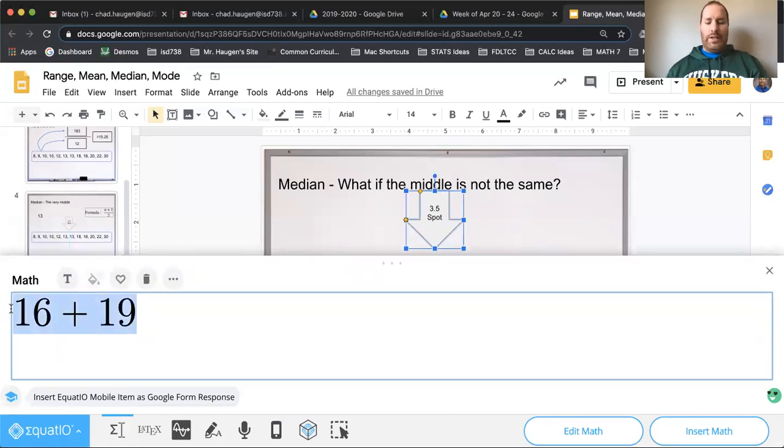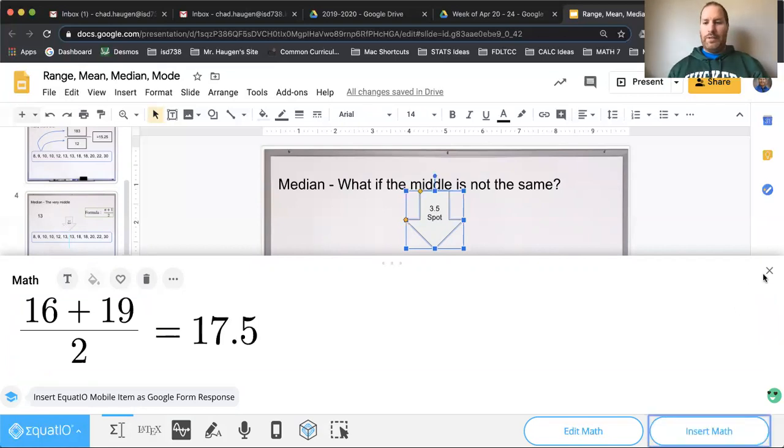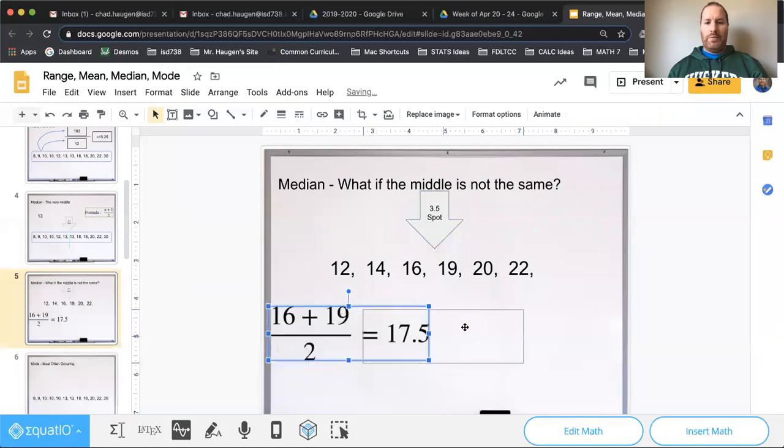And then we would take that and divide by 2 in that case. And then you could use your calculator or you could think about those things through. 16 plus 19 divided by 2, and we get 17.5. So that means the median is 17.5 in that case. That's what we would have there.